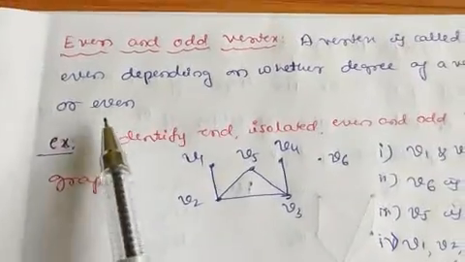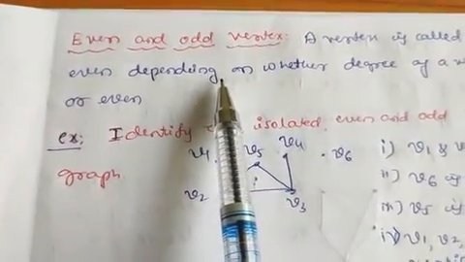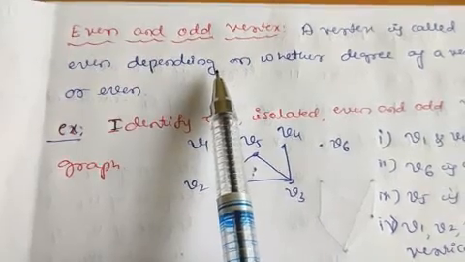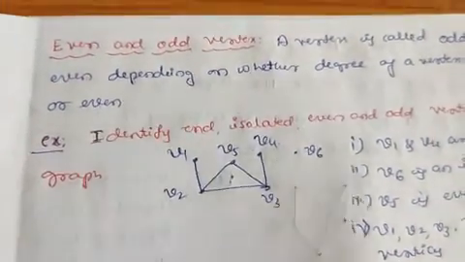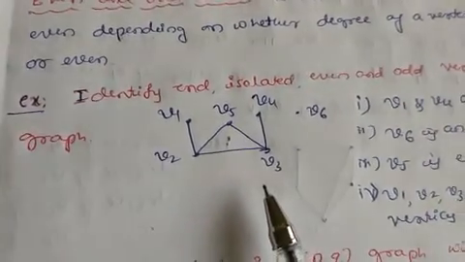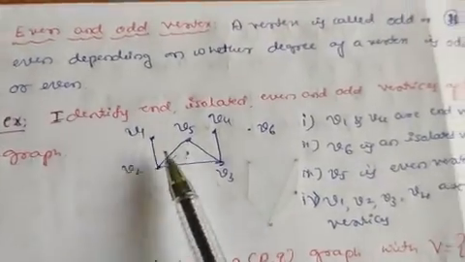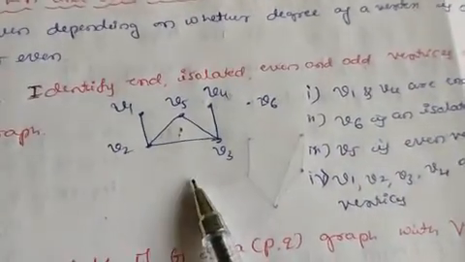Next let us take one more definition: even and odd vertices. An even vertex means a vertex which has an even number of edges, and the vertex which has an odd number of edges is called an odd vertex. So take this example here. In this example, you have to find the end vertices, even vertices and odd vertices in this graph.